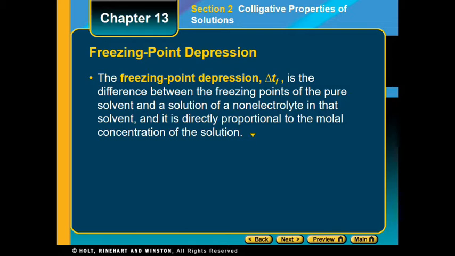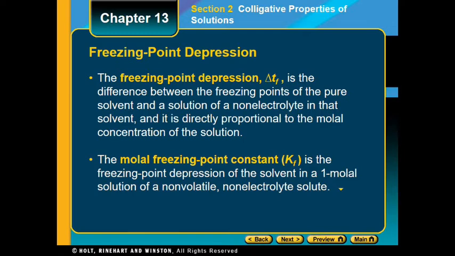So freezing point depression, another of our colligative properties. It's the difference between the freezing point of a pure solvent and a solution of a non-electrolyte in that solvent. And this change in temperature is going to be directly proportional to the molal concentration of the solution. So how do we find the molal concentration of the solution?